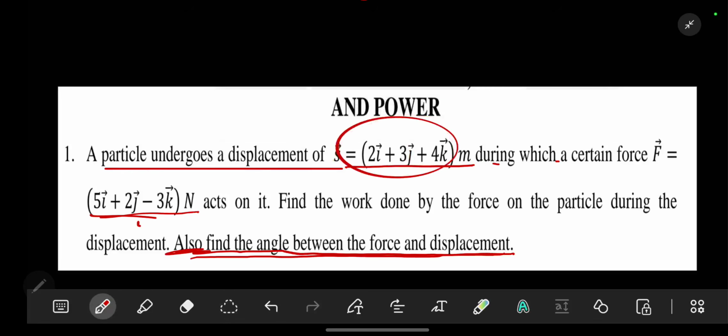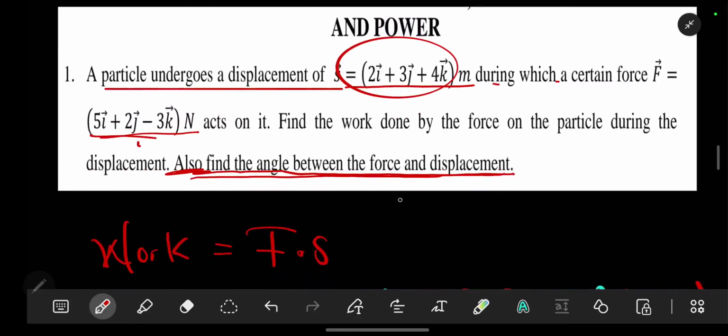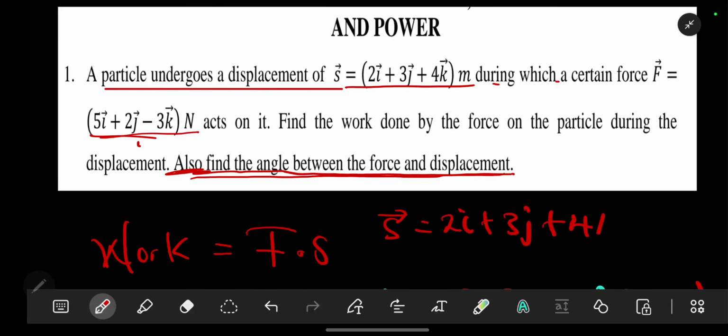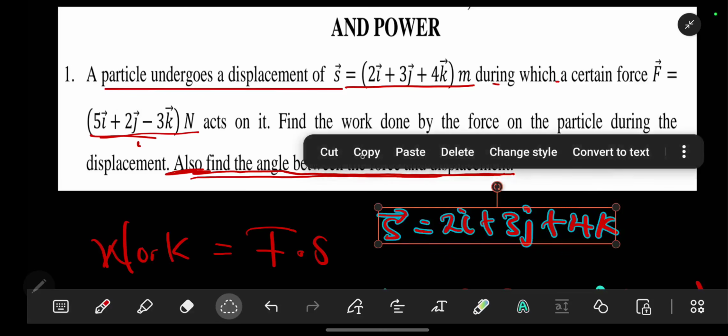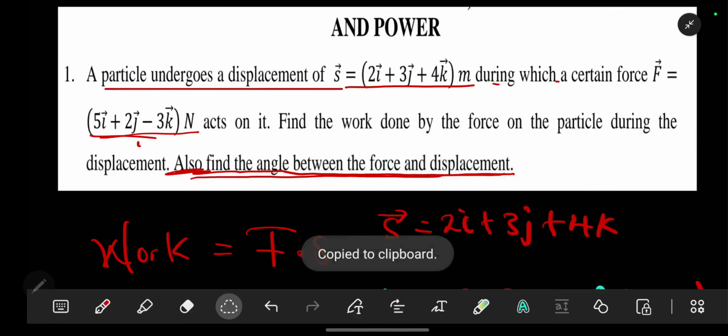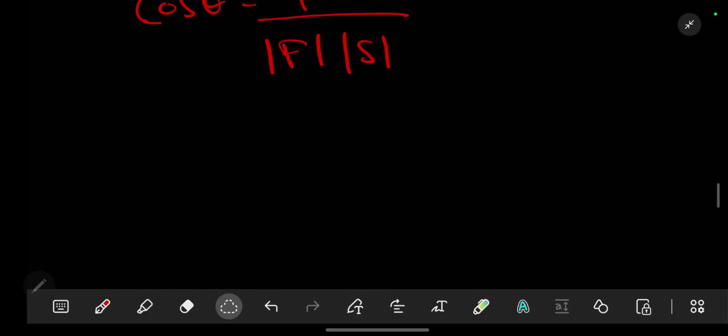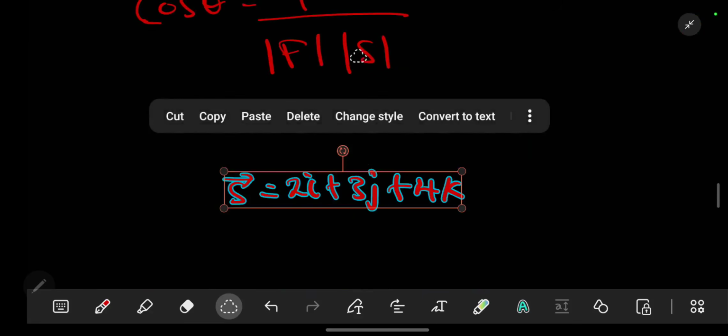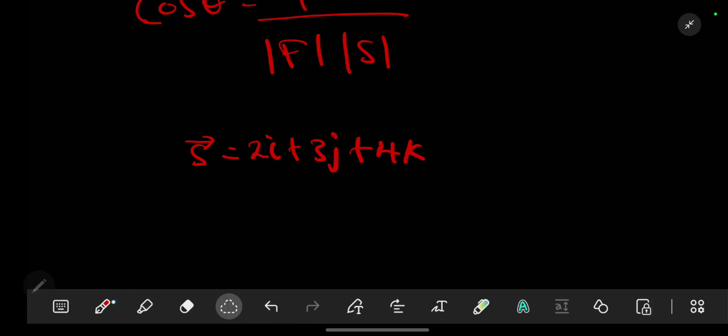We need to take it, so let me first write it here. We have s equal to 2i plus 3j plus 4k, like that. Taking this, we are going to find the magnitude. That's the meaning of the absolute value of s.